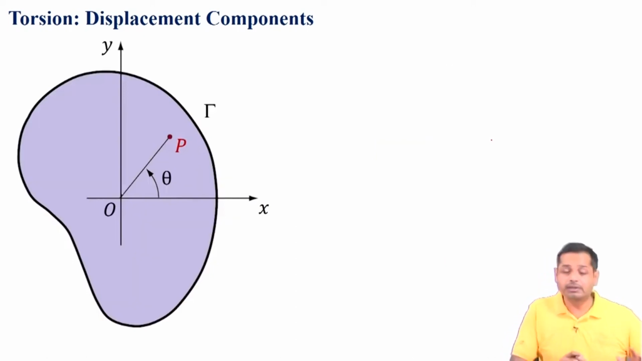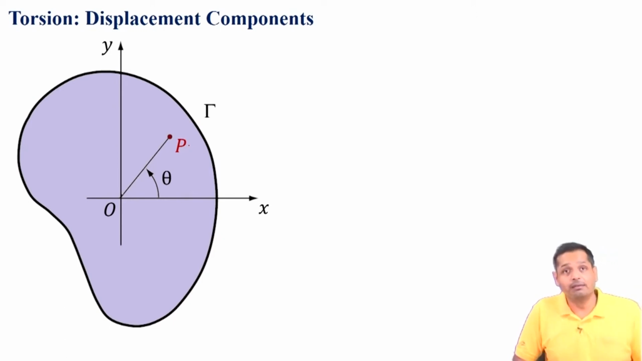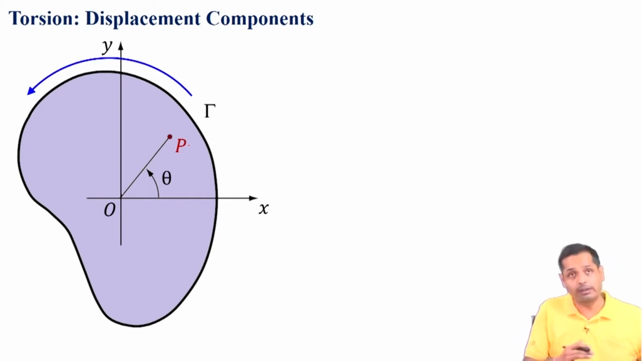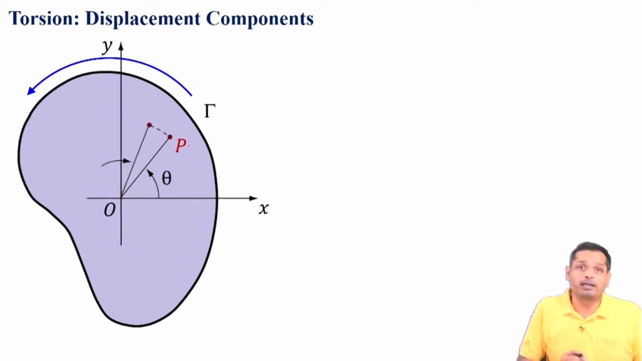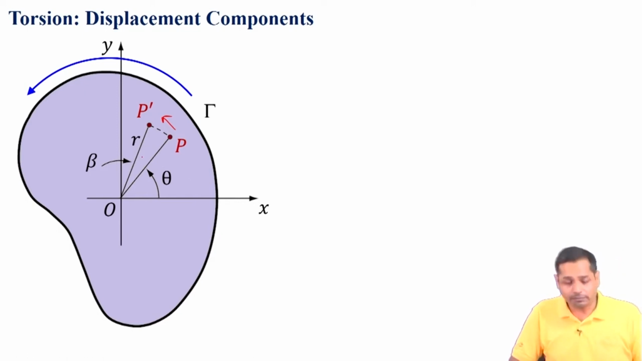Now, suppose this is a section and take any point P on the section at an angle theta, and suppose this is distance OP at a distance R. Now, when we apply some torque like this, this point P will move to another point, say P dash. And suppose this is R and this angle of twist is beta.